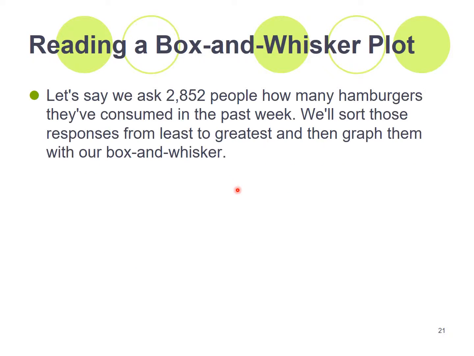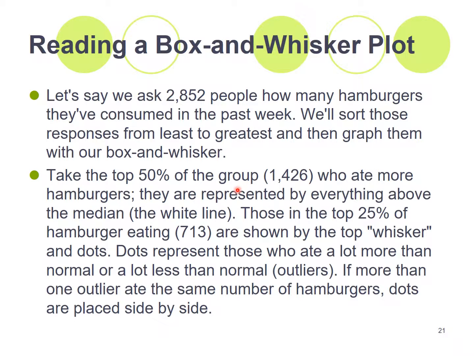Okay, so reading a box and whisker plot or chart. Let's say we ask 2,852 people how many hamburgers they've consumed in the last week. We'll sort those responses from least to greatest, and then we'll graph them with a box and whisker chart or plot. Okay, so we take the top 50% of the group, 1,426, which is half of the 2,852, who ate more hamburgers than the rest of the group.